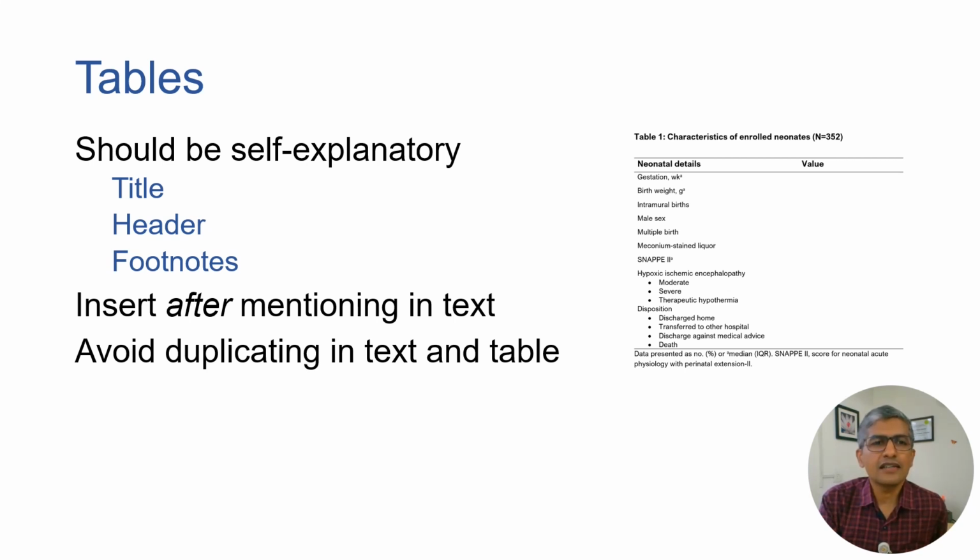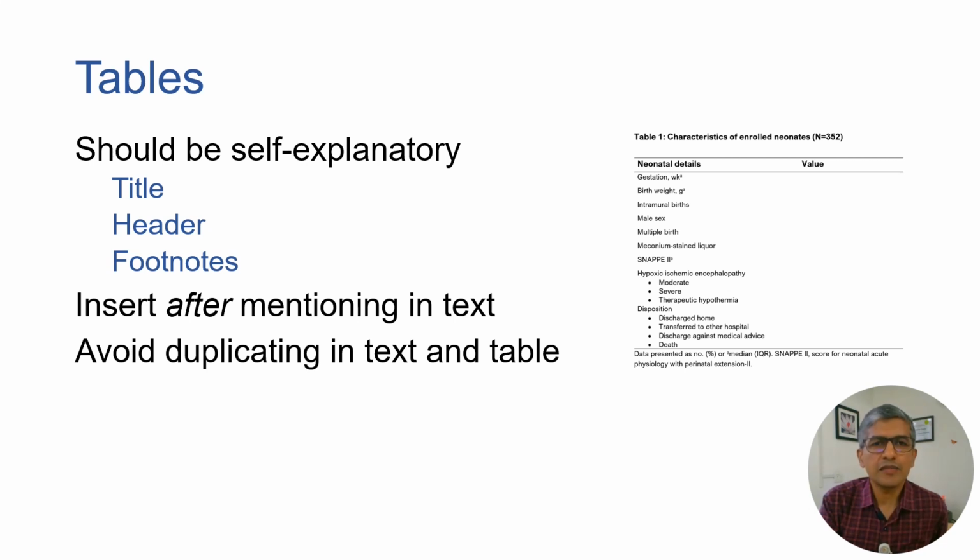And that means there should be a descriptive title. The title should explain what exactly is going to be in your table. There should be a header, which means all the column headers. In this case, you can see neonatal details and value written as headers. There should be footnotes, and the footnotes include expansion of abbreviations and any other description of whatever needs to be explained in the table. And the table always comes after we mention it in the text.